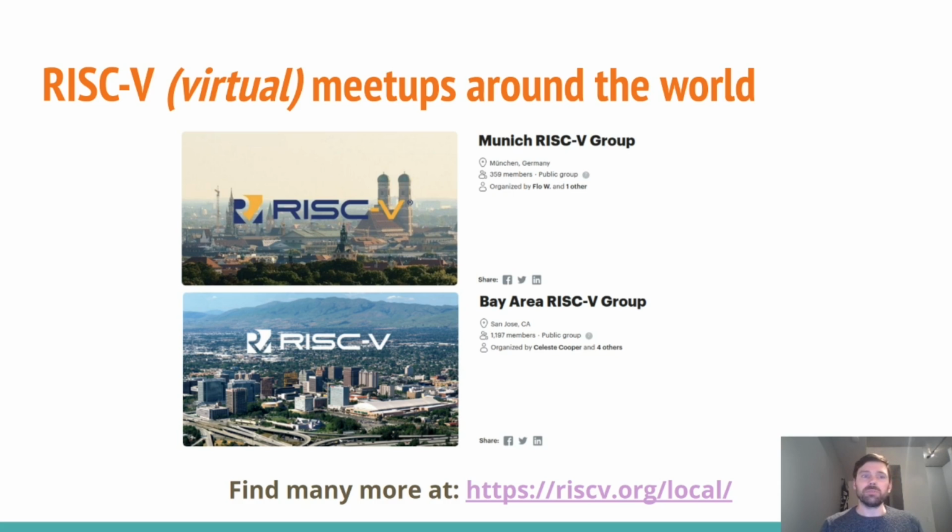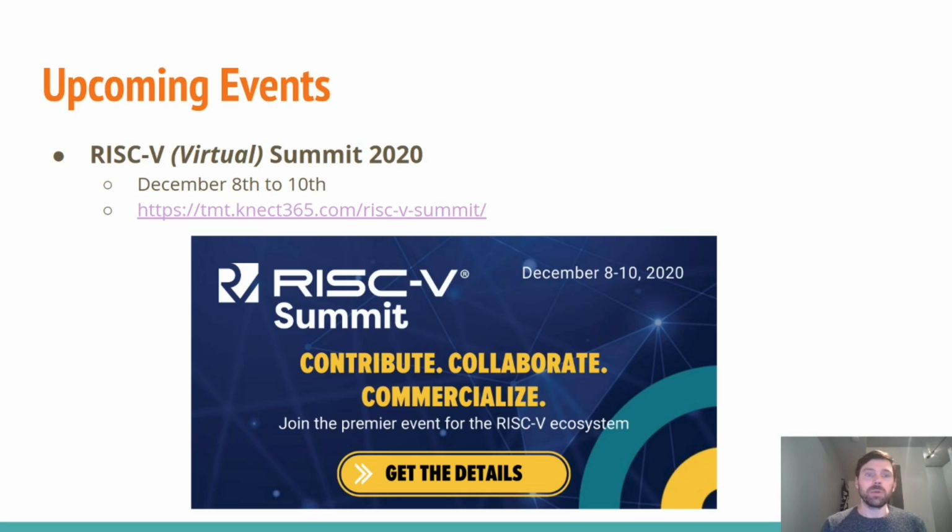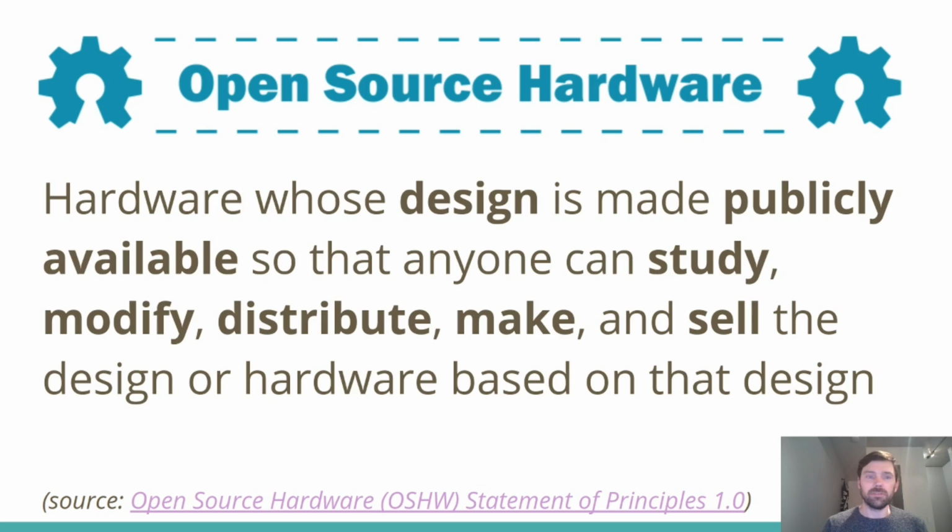There are many RISC-V virtual meetups around the world, including Munich and Bay Area. You can find out more of them at risc5.org/local. And coming up in a few days, we have the RISC-V Summit, which is the big annual RISC-V event. There'll be lots of interesting talks about RISC-V, so I recommend checking it out.